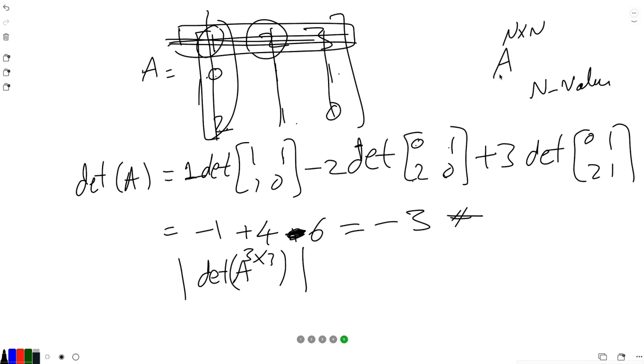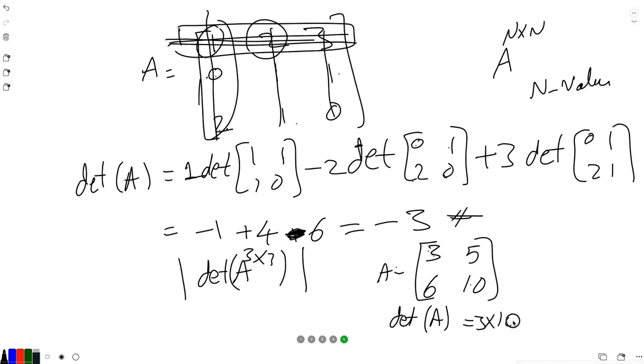Let us go to the previous example that we saw, the 2 by 2 matrix A, where we said it is, for example, 3 and 5. If we multiply this by 2, here we will have 6 and 10. Now calculate the determinant of this matrix. The determinant of A is the main diagonal multiplied, 3 times 10, minus the other diagonal, 5 times 6, and you can see that the result is 0.